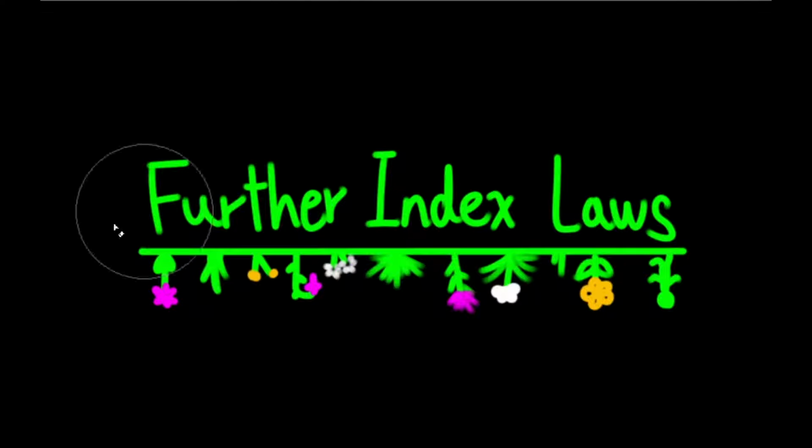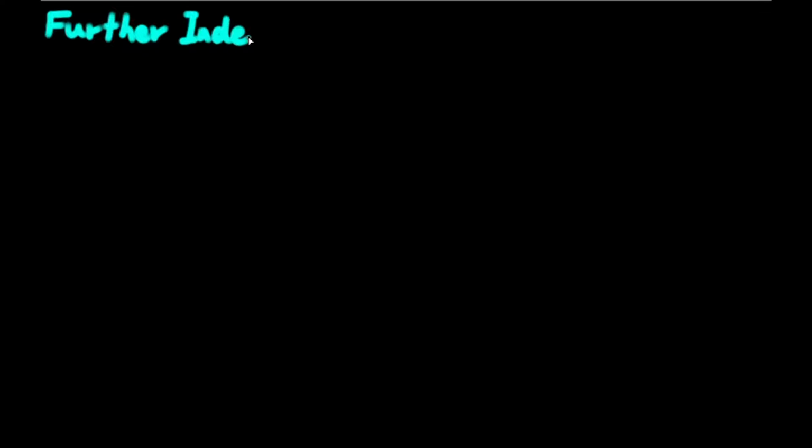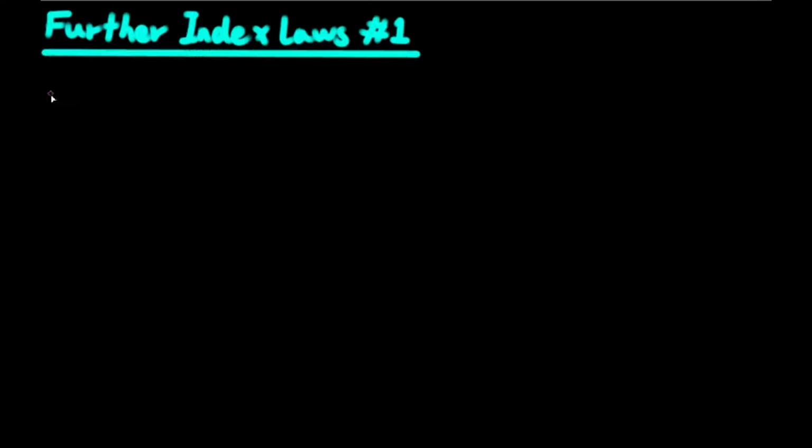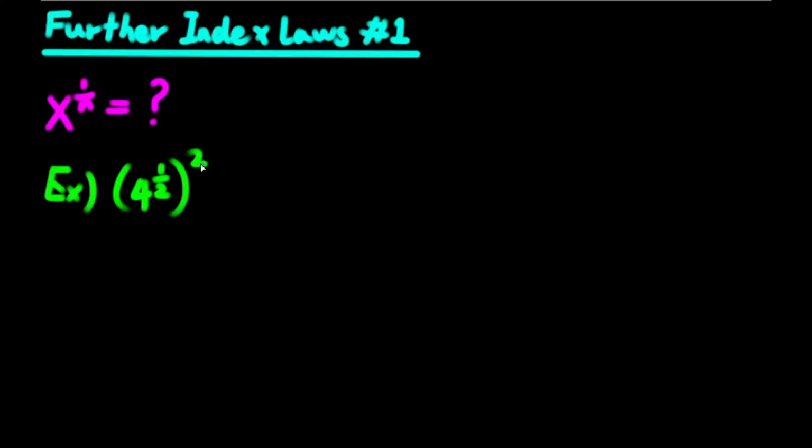Further index laws. Further index laws number 1. Now, let's have a look at indices which are fractions. You'll need to use basic index laws to find out this one. Here's an example: 4 to the power of half. We need to get rid of the half using the third law.